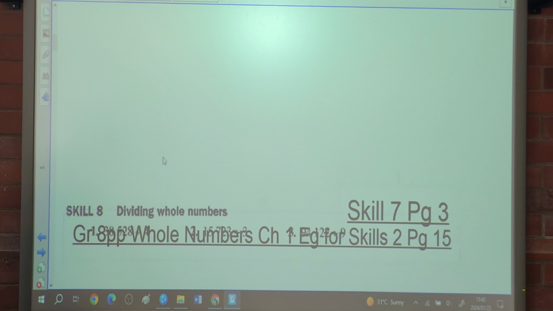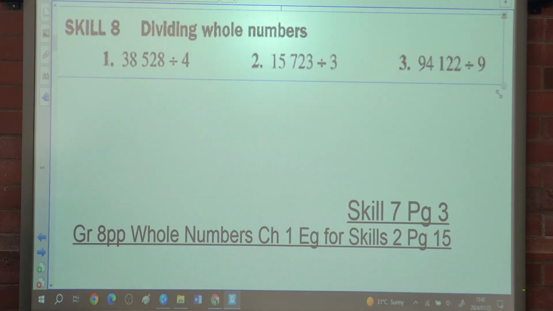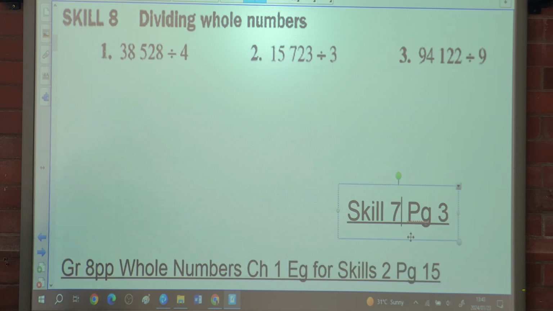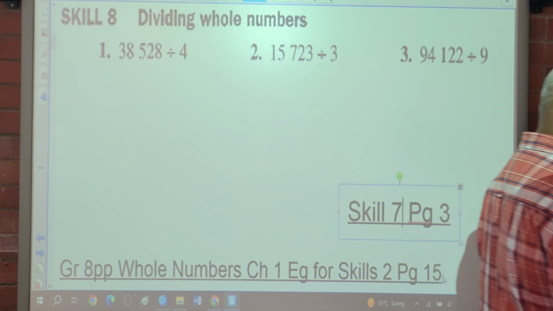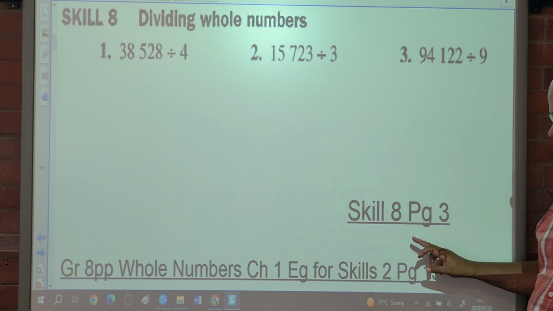So now we're looking at skill 8. We're looking at dividing whole numbers. There are two ways I can do it: either long division or short division. As you can see, for the homework I gave you, you need to apply long division. So I will apply long division to these sums here as well, just to refresh your memory.